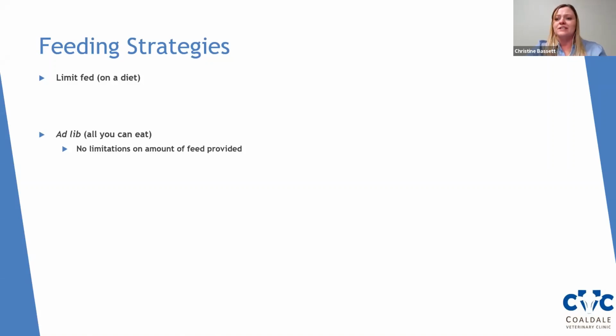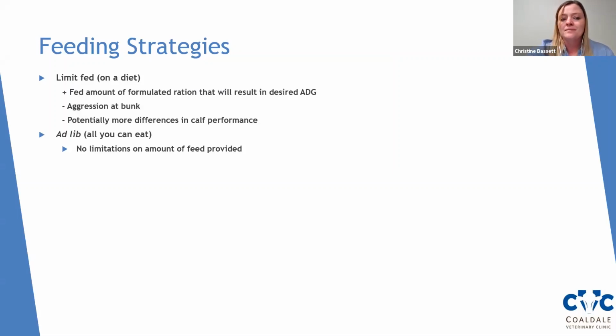There's a couple different considerations no matter which strategy you use. So if you're limit fed, the positive is you know where your desired average daily gain should be, and you should be pretty close to hitting it. Some negatives associated with it though, is that there can be quite a bit of aggression at the bunk where those calves are hitting that bunk really hard, eating very quickly to try and get their fill. Additionally, there can also be some potential for more differences in calf performance within a pen between timid calves and more aggressive calves, because those aggressive calves are generally going to eat more than the timid calves.